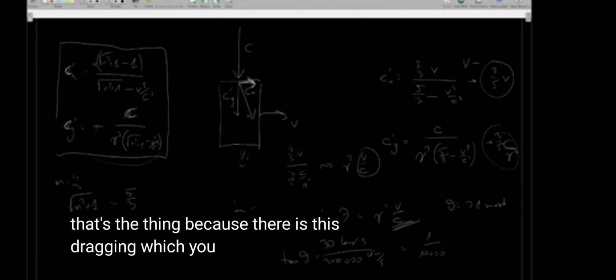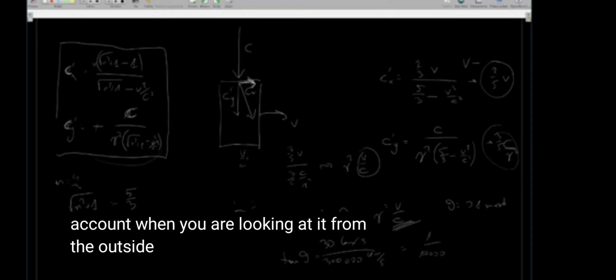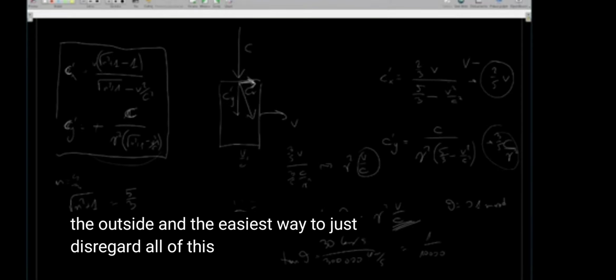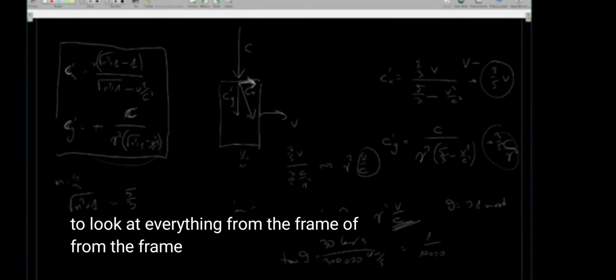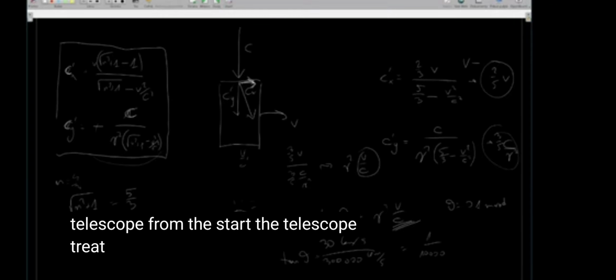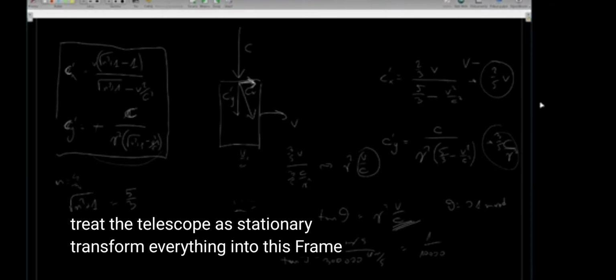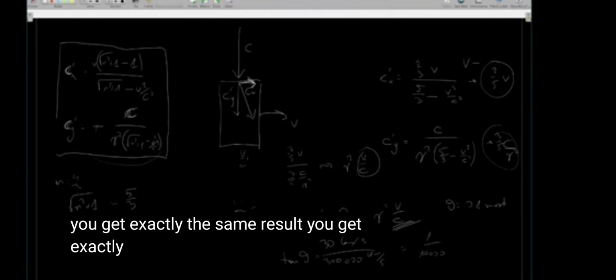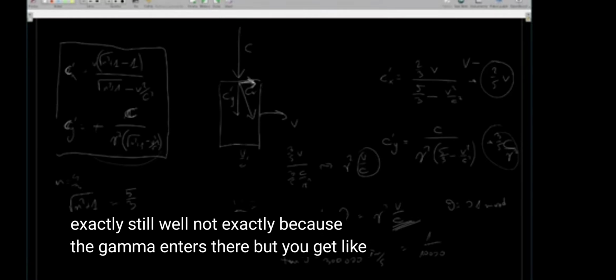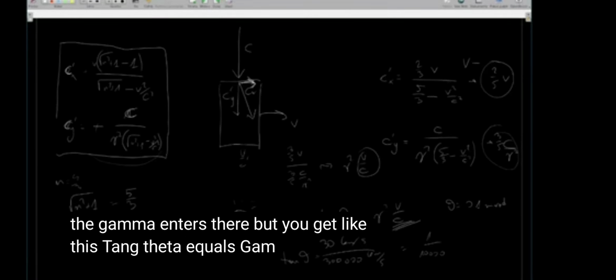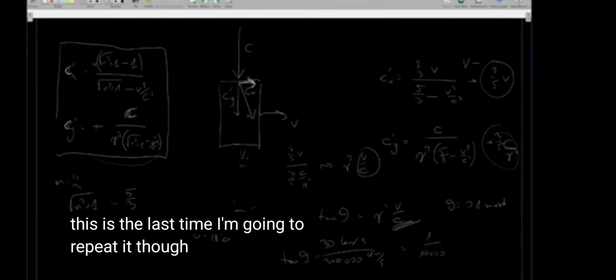That's the thing. Because there is this dragging, which you don't take into account when you are looking at it from the outside. The easiest way to disregard all of this and not get dragged into those calculations is just to look at everything from the frame of reference of the telescope from the start. Treat the telescope as stationary, transform everything into this frame, and you get exactly the same result. Not exactly, because the gamma enters there, but you get tangent theta equals gamma v over c.